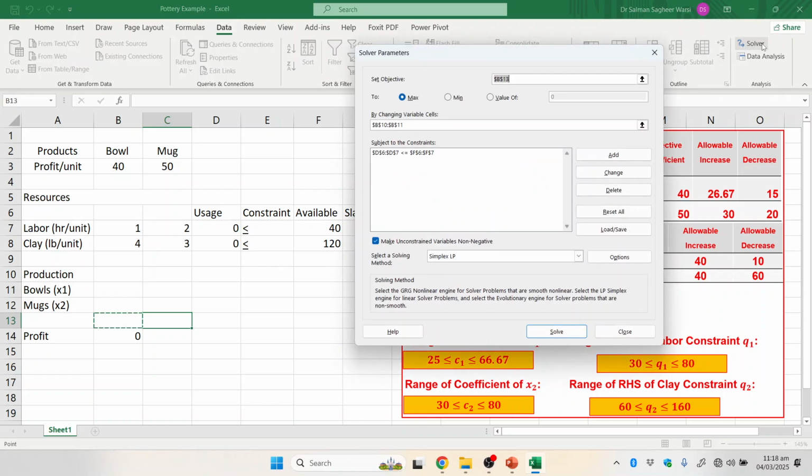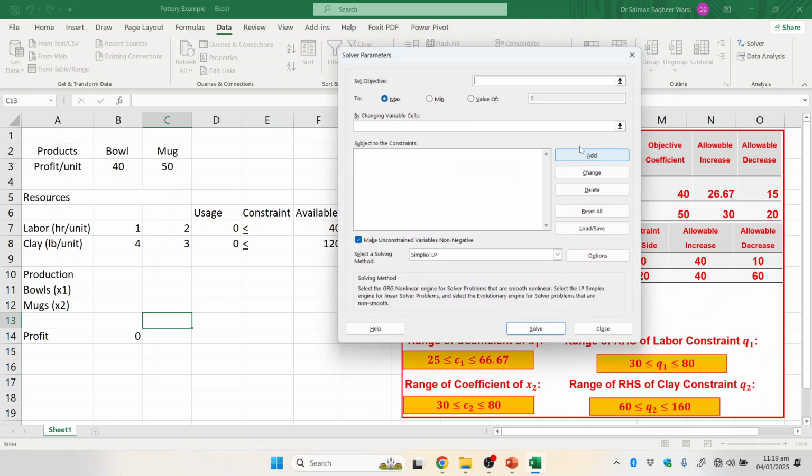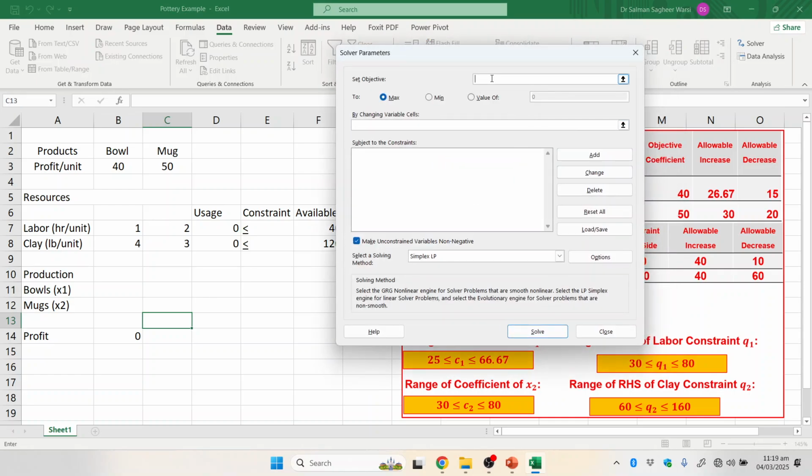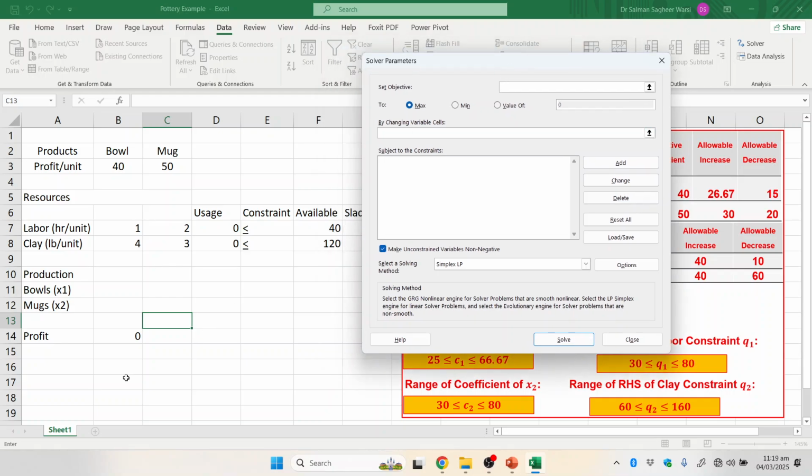You click on the solver here, and I just reread the previous work. So the first thing is setting the objective. The objective is our profit. We first click on this blank cell, and then we click on the profit cell, and it says we want the objective to maximize or minimize. Because it's a profit we want to maximize. And how? By changing variable cells. Which cells? These are the two cells that we have asked Excel to find.